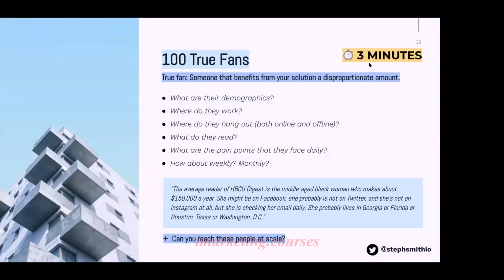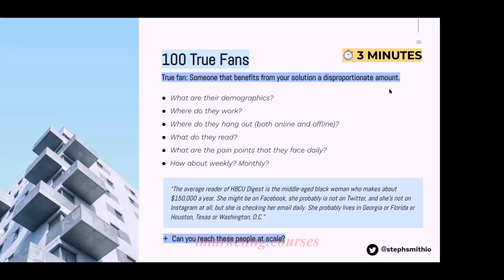But if you've gone through the what for who, that who may be millennials. It may be something very, very short and sweet. But now what I want you to do is open that back up. I want you to think through your 100 true fans. You've probably heard of this, 100 true fans, 1,000 true fans. Your true fan is basically someone that benefits from your solution a disproportionate amount. So most people can probably benefit from what you're creating. But who can benefit from this 100x what the average person can benefit from?